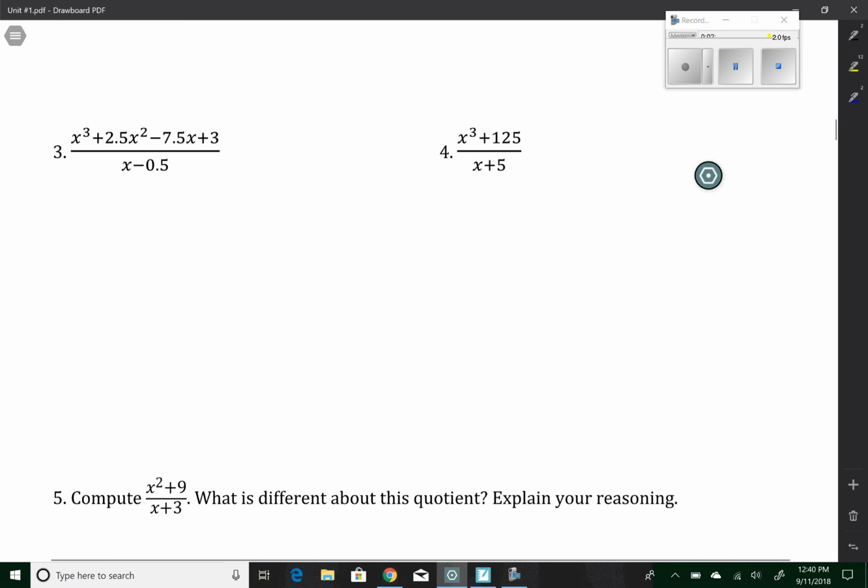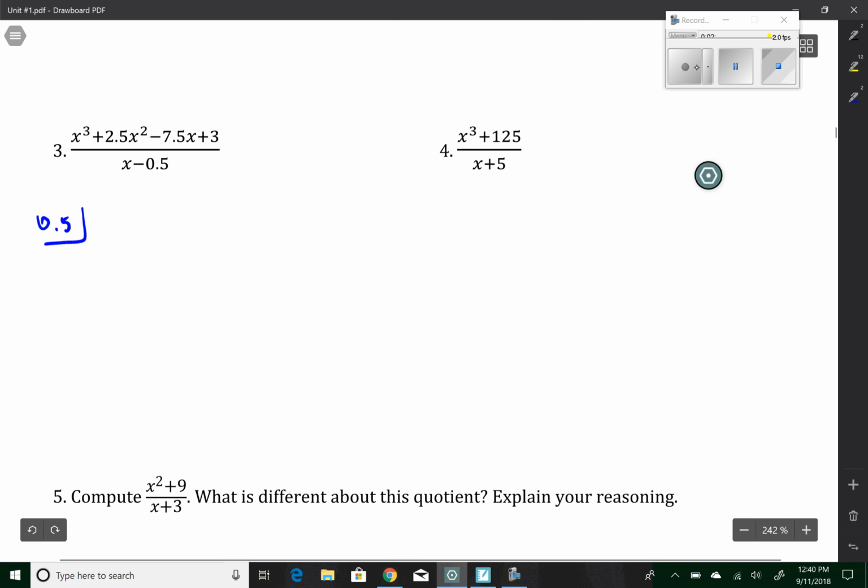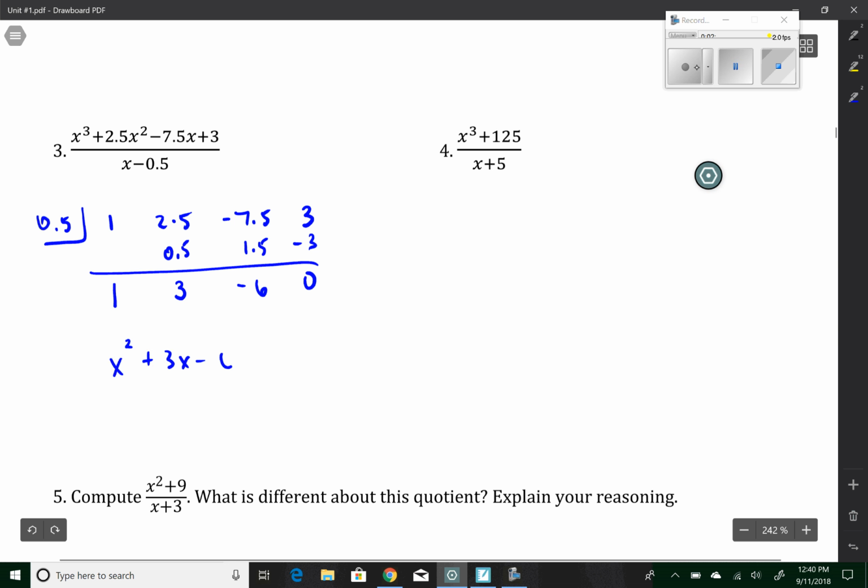Next one here had a decimal in it. A little challenging, but the same idea. So we have our 0.5, and the coefficients 1, 2.5, negative 7.5, and 3. Just like all the others, the 1 comes down. 1 times 0.5 is 0.5, which gives us 3. 3 times 0.5 is 1.5, which is going to give us negative 6. 0.5 times negative 6 is negative 3, so that gives me 0. So that gives me an answer here of x squared plus 3x minus 6.